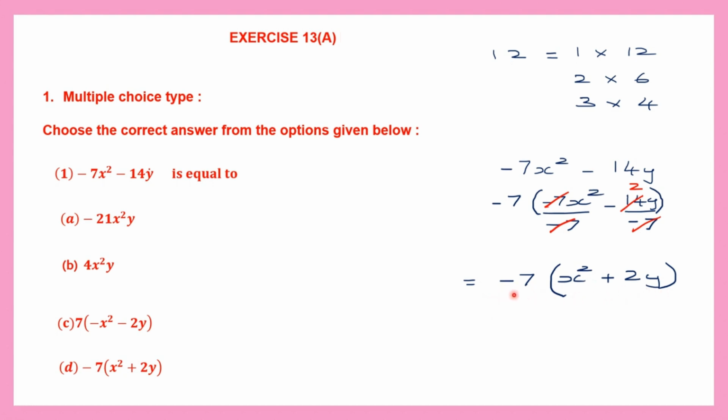Now, if you multiply this minus 7 into x square, you will get minus 7x square. Minus 7 into 2y, you will get minus 14y. So this is our answer, which is option D. So let's take option D.